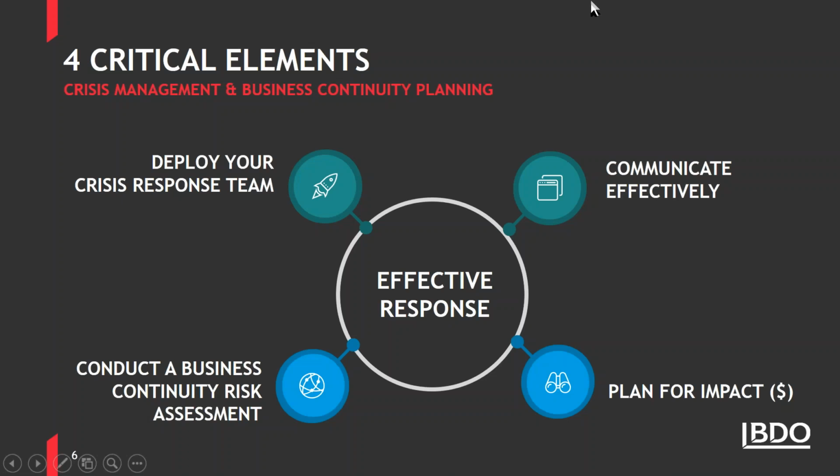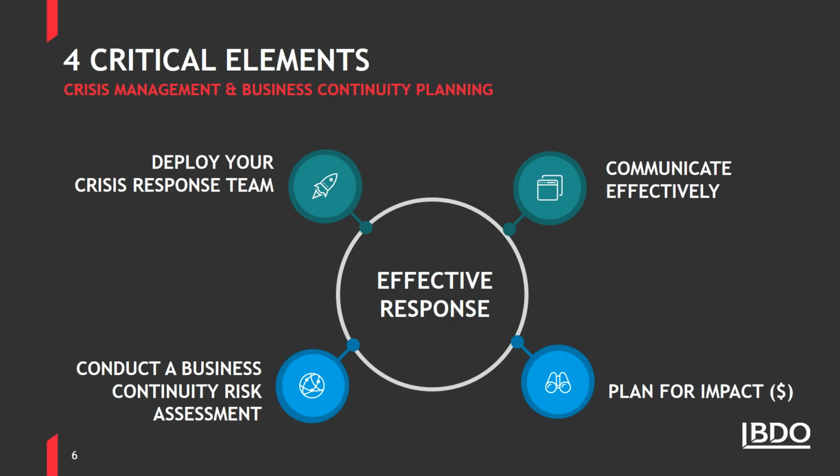Excellent, thanks, Chayton. So when it comes to crisis management and business continuity planning, there's 4 key pillars that we're going to talk about today. And this is really with the intention of leading to an effective response as it pertains to COVID-19. The first aspect that we're going to talk about is deploying a crisis response team. This is the team of individuals from executives to project leads that will be responsible for all crisis-related responses. The second key element we're going to talk about is business continuity risk assessments, being able to effectively triage and build plans to effectively work through a crisis in the best way possible.